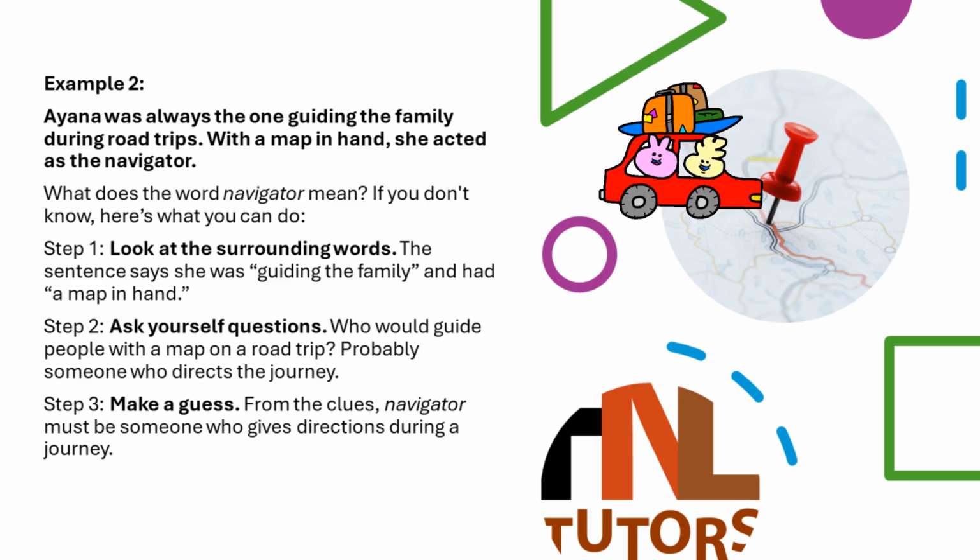Example 2. Ayana was always the one guiding the family during road trips. With a map in hand, she acted as the navigator. What does the word navigator mean? If you don't know, here's what you can do. Step 1. Look at the surrounding words. The sentence says, she was guiding the family and had a map in hand.